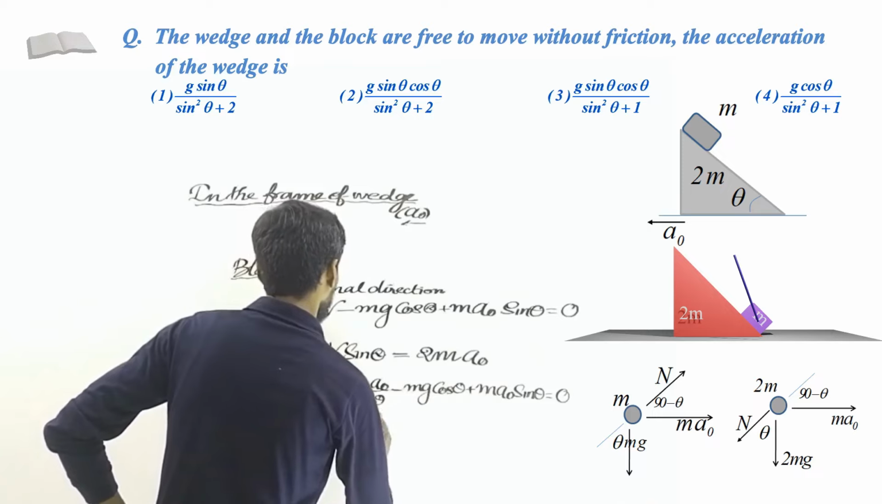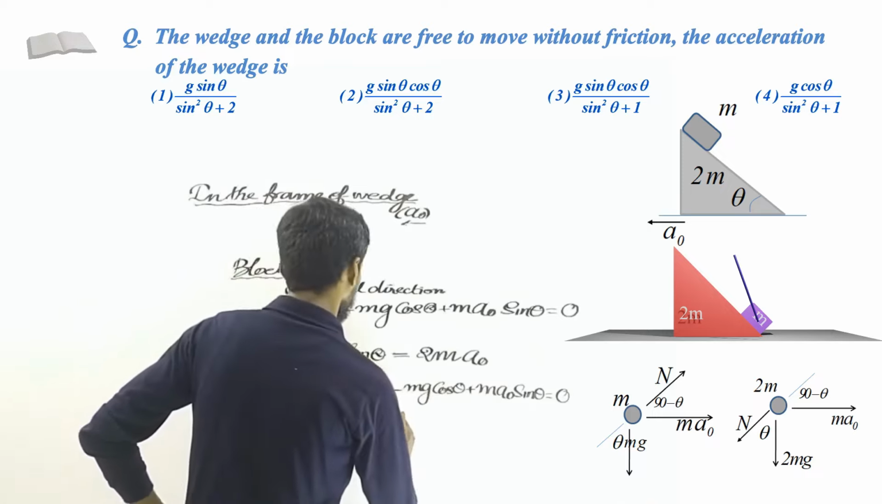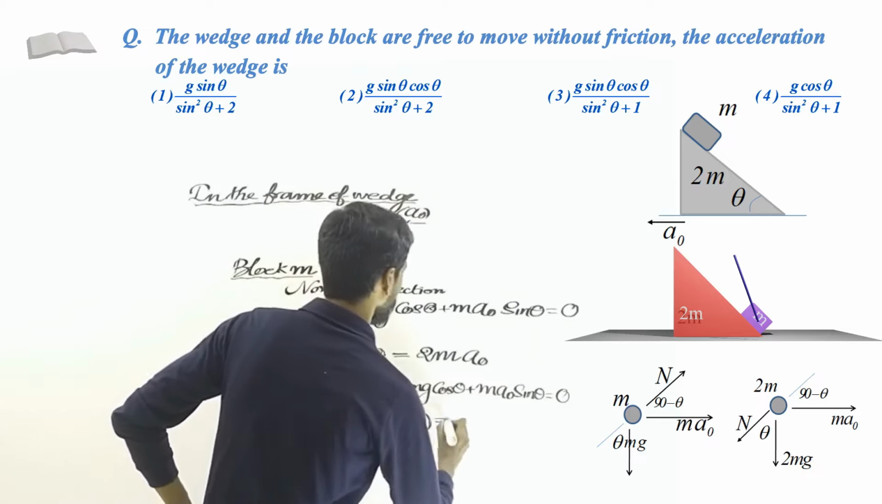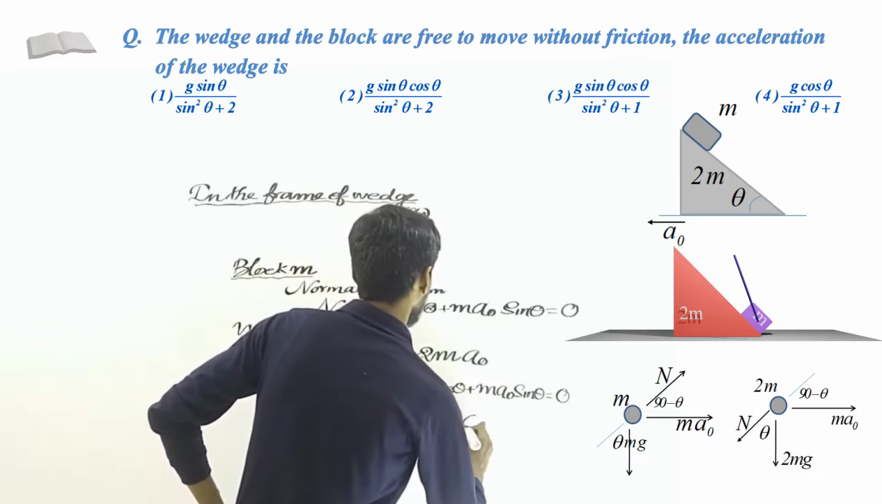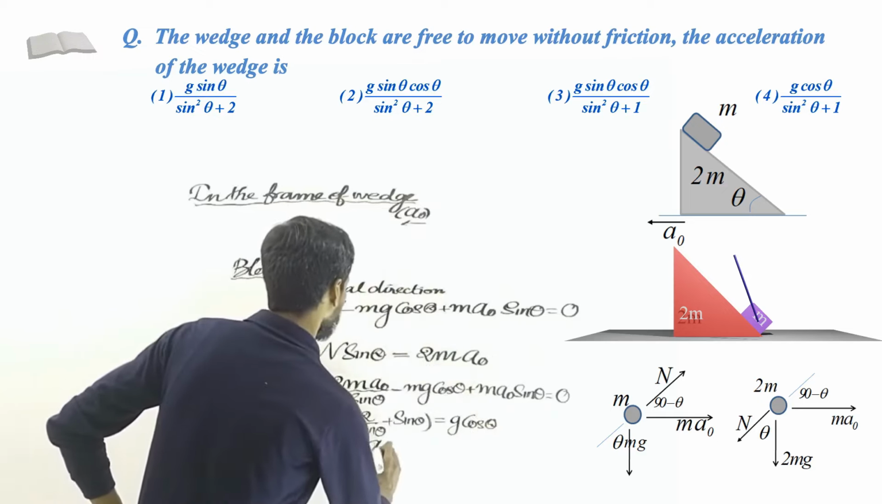So we'll get A0 times (2 divided by sine theta, plus sine theta), and that equals g cos theta. So that's it. So we will get our required acceleration A0.